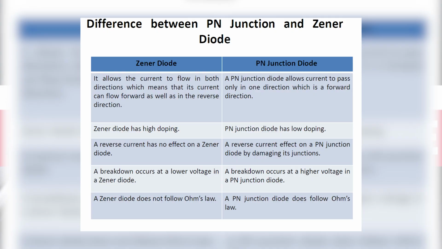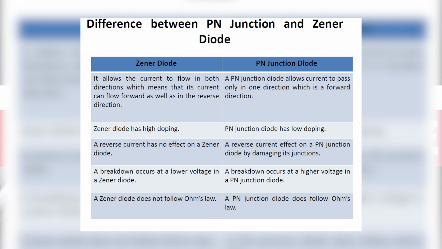Now let us see the difference between the p-n junction diode and the Zener diode. A Zener diode allows the current to flow in both directions, which means its current can flow forward as well as in the reverse direction. But a p-n junction diode allows current to pass only in one direction, which is the forward direction. So this is the main difference between the p-n junction diode and a Zener diode. The flow of current in a p-n junction or an ordinary diode is only in the forward direction, whereas in a Zener diode the current flows both ways, that is forward and reverse direction.